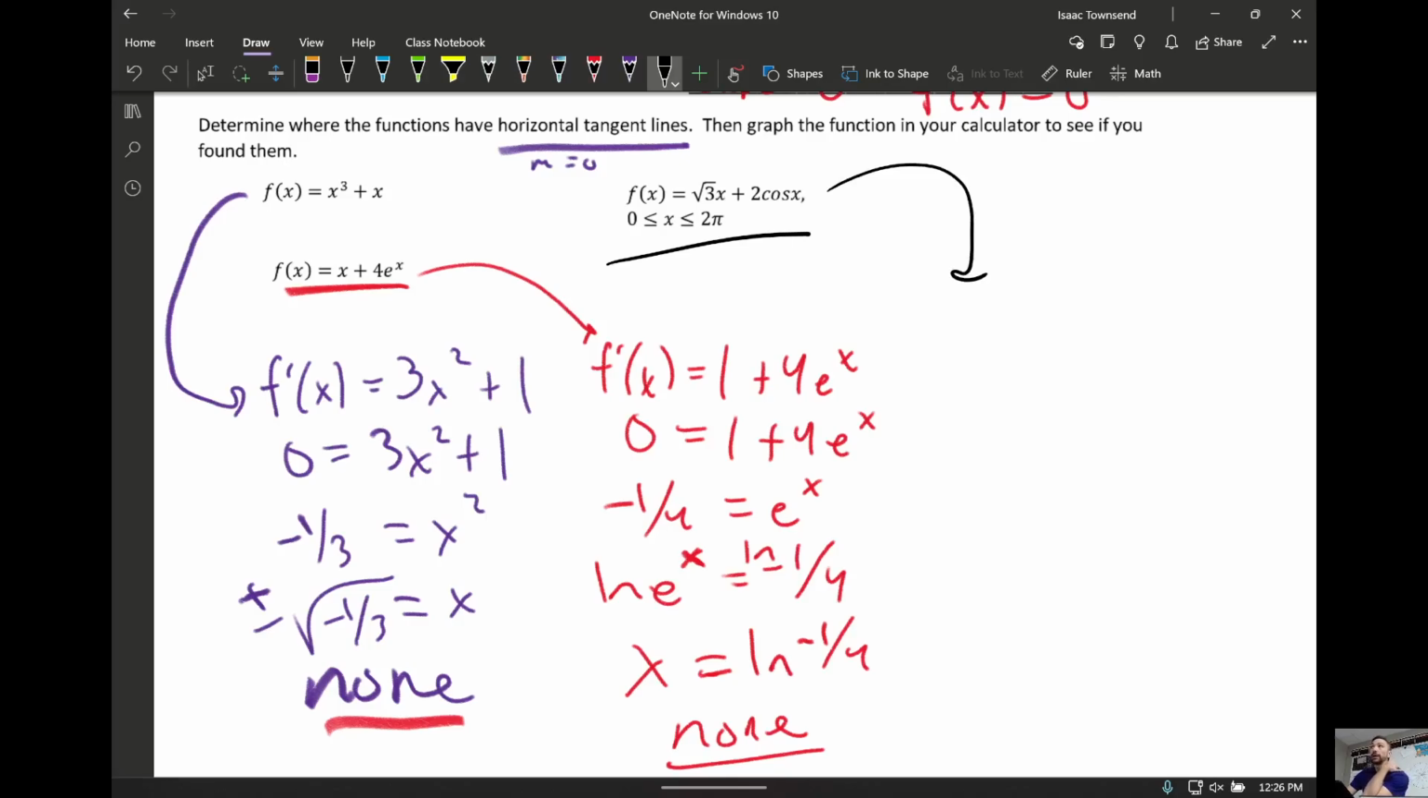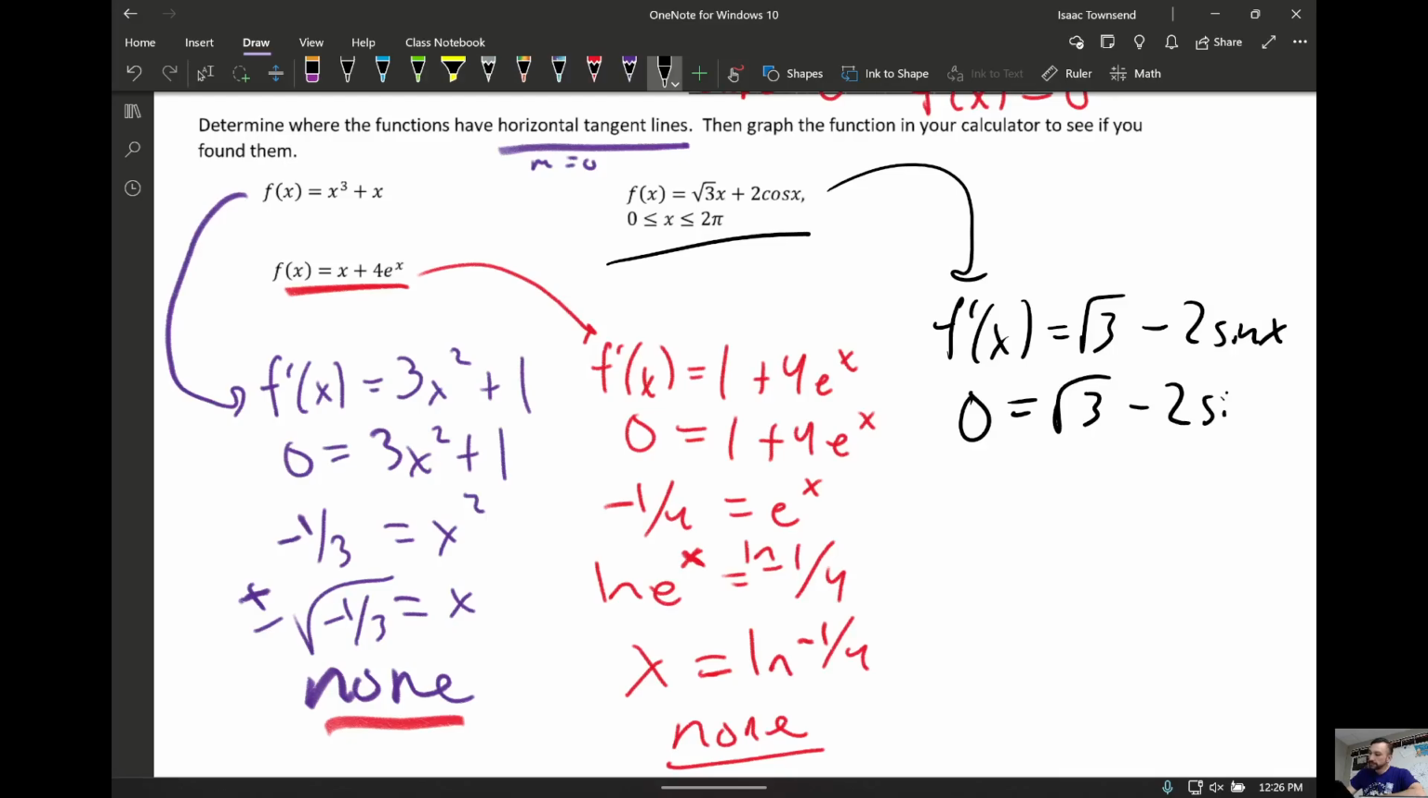If I want to know where or if this has any horizontal tangent lines, I have to know horizontal tangent lines occur when the derivative equals 0. So I did the power rule on the first term. The derivative of cosine is negative sine. And then how would we go about solving this equation?